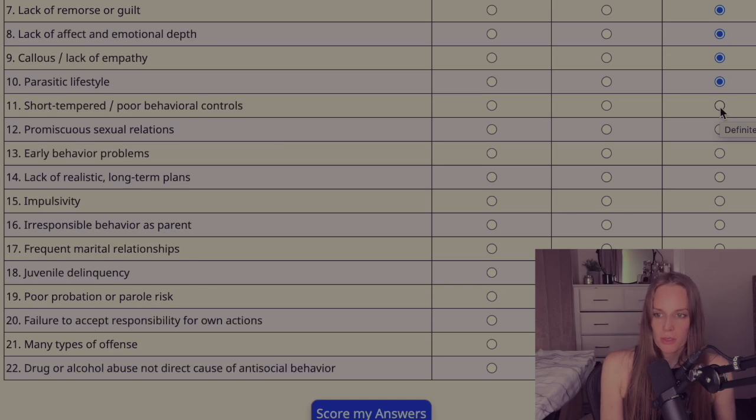I just really don't think it's to the extent of what Robert Hare's sort of getting at here. You have to be fairly aggressive. I kind of want to put possibly present there, but I might just put it there.